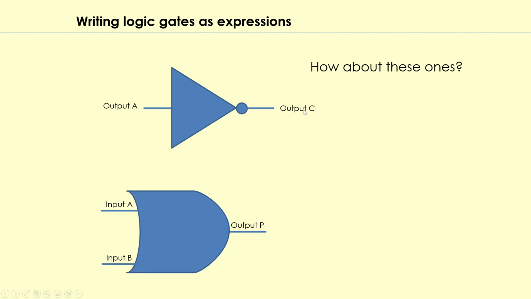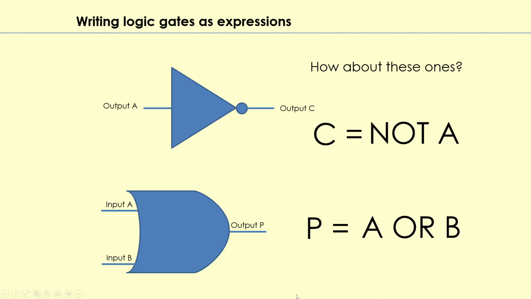How about this one? Well, the output is C, so we start off with C equals, and we've got A and a NOT gate, so it's NOT A. In this one, P is our output, and we've got A OR B. P equals A OR B.